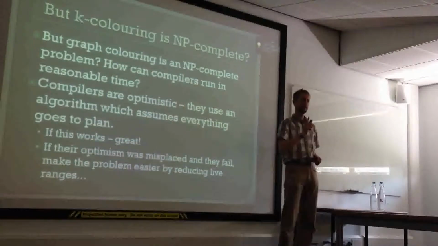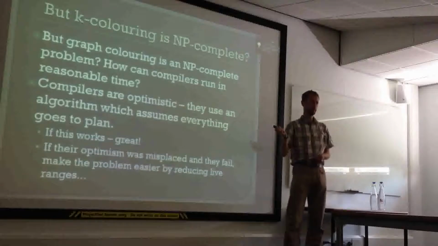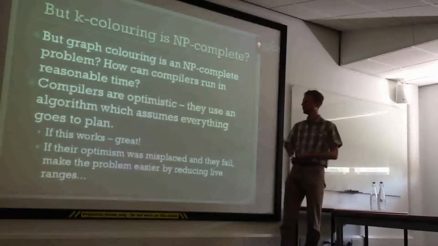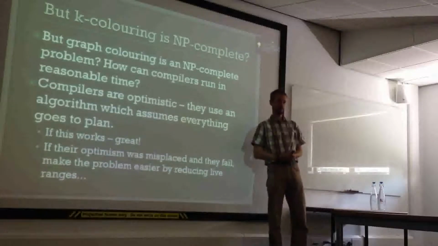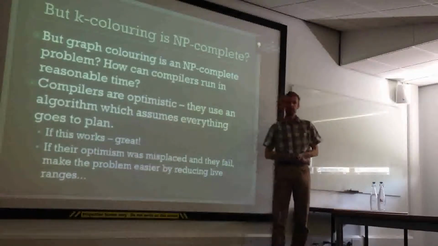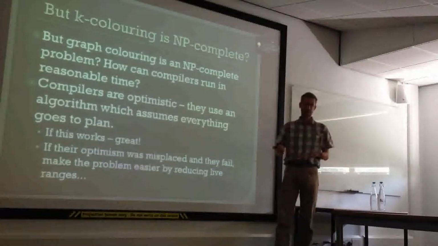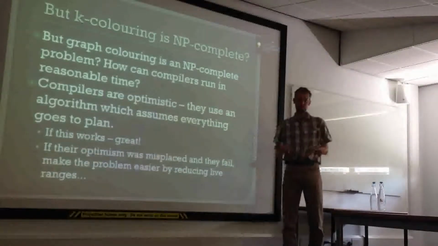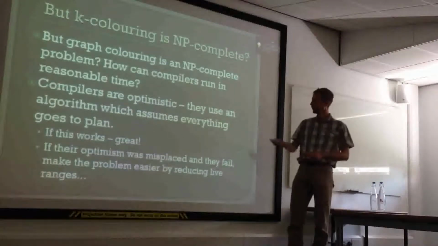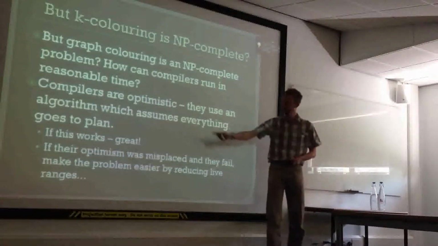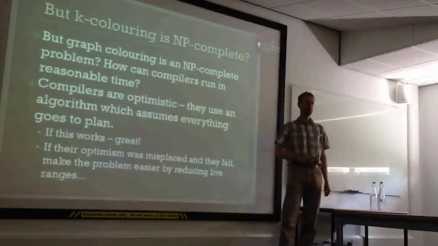But I said k-colouring was NP-complete. So how can compilers do this in reasonable time? Well, compilers are extremely optimistic, so they're going to assume that it's going to work. And this isn't unreasonable. If you've got a machine with 128 registers, it's not unreasonable to assume it's just going to work. If you've only got 8, not such a good assumption. So they just proceed along the lines that it's going to work. If it works, brilliant, done. If it doesn't, you can change the problem.